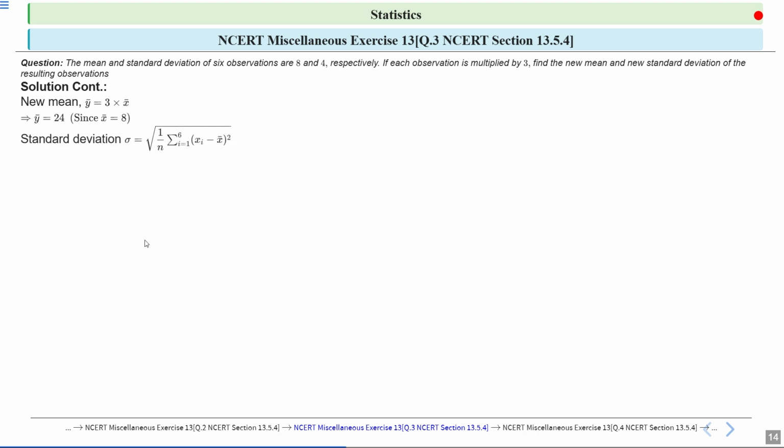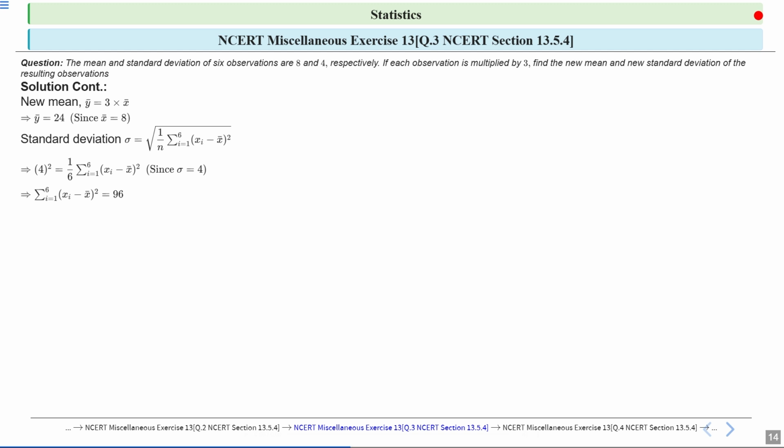Now standard deviation. First try to recall the formula for standard deviation. The standard deviation sigma is given by sigma equal to square root of 1 divided by n times summation from i equal to 1 to 6 of xi minus x bar whole square. Now let's substitute the known value for the standard deviation. Since sigma is 4, we have 4 square equal to 1 divided by 6 sum from i equal to 1 to 6 of xi minus x bar whole squared.